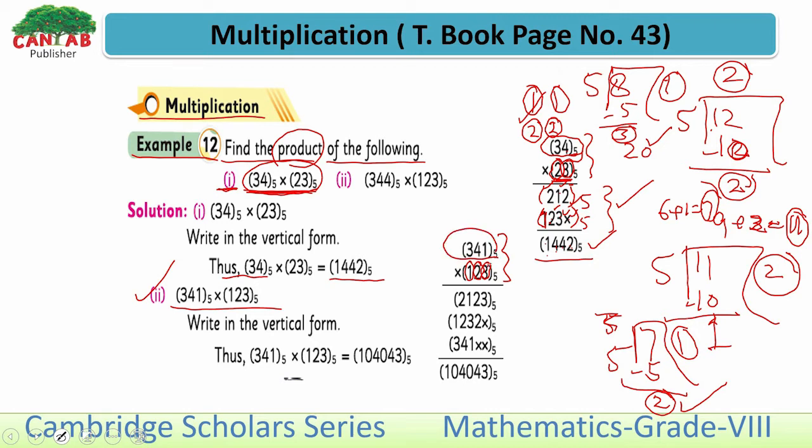So first of all, when we multiplied this digit 3 with all the digits of the first number 3 4 1, we have 2 1 2 3 with base 5. When we multiplied 2 with all the digits of the first number, we have 1 2 3 2 and a multiplication sign with base 5. At the end, when we multiplied this digit 1 with all the digits of the first number, we have 3 4 1 1.